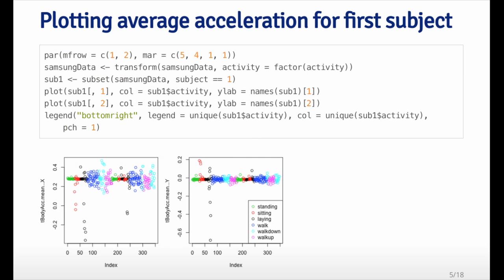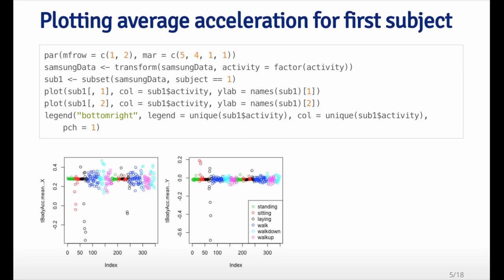One thing we can do really quickly is just look at the average acceleration for the first subject. The first thing I'm going to do is convert the activity variable into a factor variable, using the transform function. Then I'm going to subset out the first subject, so subject equals 1. For the rest of this presentation, I'm going to ignore the rest of the subjects for the moment. If I plot the first subject, I can look at the first column, which is the mean body acceleration in the x direction.